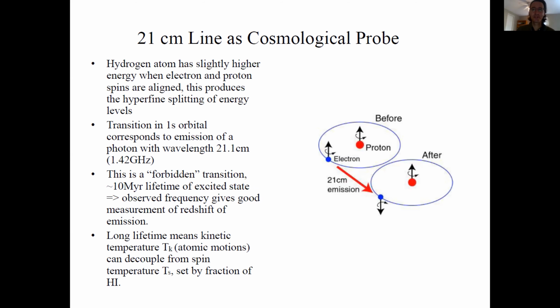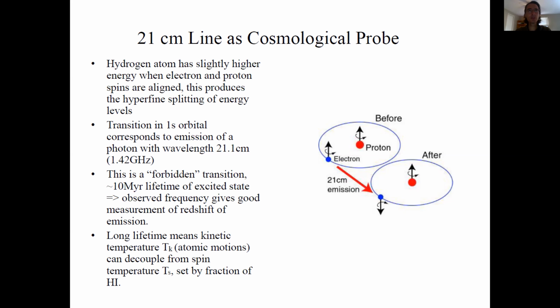So 21 centimeters is a phrase that you probably hear a lot right now. The 21 centimeter line is the hyperfine or spin flip transition line in neutral hydrogen. If you have the spin of the proton and electron aligned in hydrogen, it has a slightly higher energy state than when they're anti-aligned. The transition from that aligned to anti-aligned state corresponds to an emission of 21 centimeters wavelength, or 1.4 gigahertz.